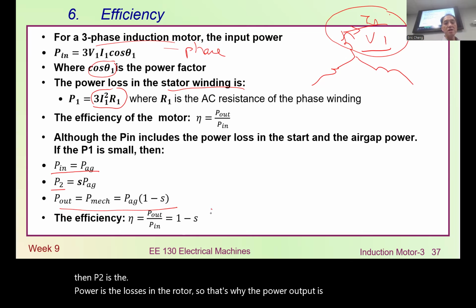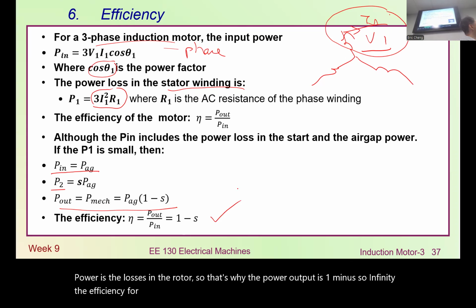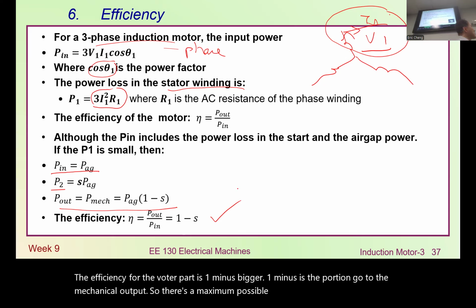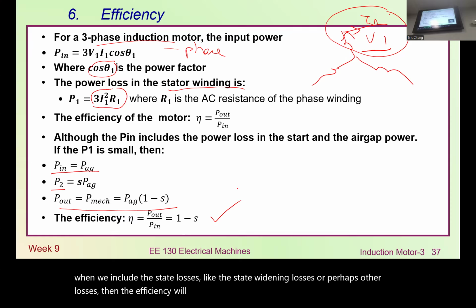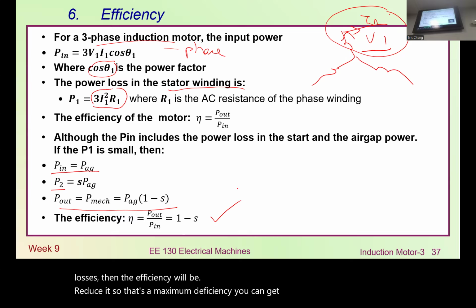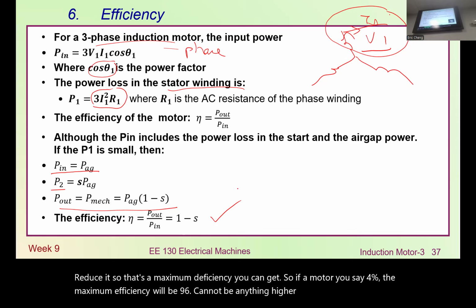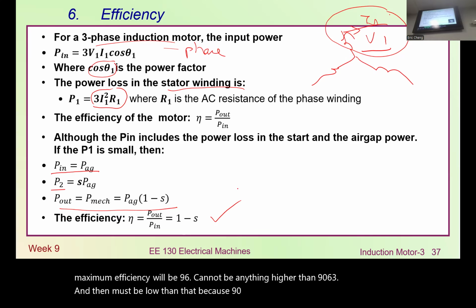So in theory, the efficiency for the rotor part is 1 minus S, because 1 minus S is the portion that goes to the mechanical output. So there's a maximum possible efficiency for the motor. Of course, when we include the stator losses, like the stator winding losses or other losses, the efficiency will be reduced. So that's the maximum efficiency you can get. If a motor has a slip of say 4%, the maximum efficiency will be 96%. It cannot be anything higher than 96% in theory, and it must be lower than that because 96% has not considered the stator winding losses. So that's the maximum efficiency.